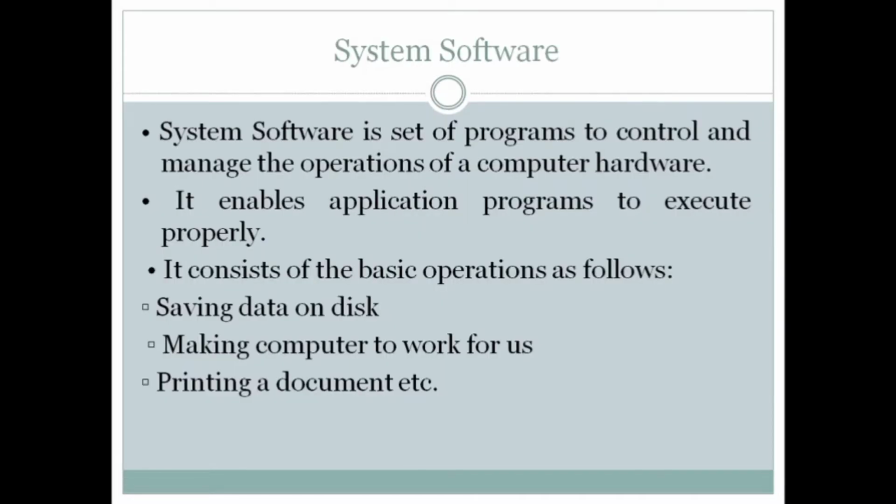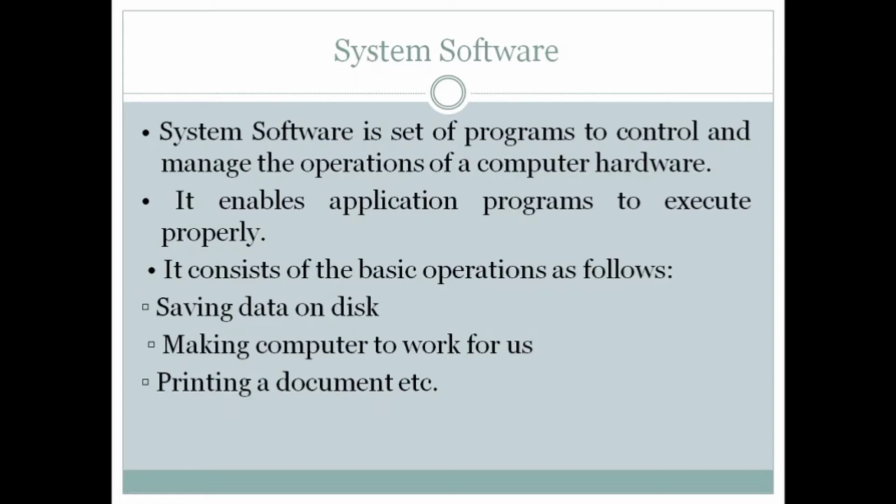Now, the next type of computer software is system software. Basically, it is the most important software, or the primary need of your computer system. System software is a set of programs to control and manage the operations of the computer hardware. It means all the operations that can be managed by software are handled by the system software. It enables application programs to execute properly. It means system software provides a base to run application programs in a proper manner.